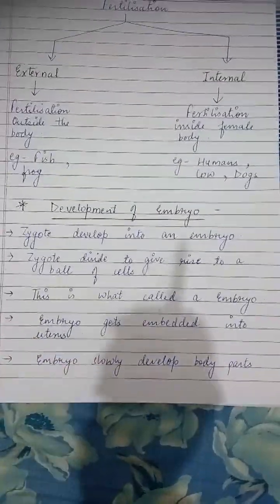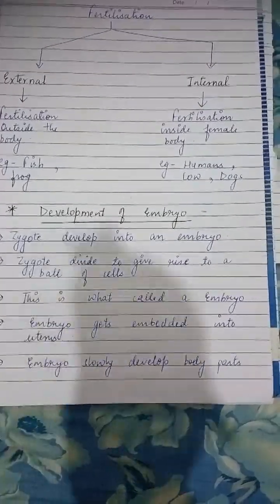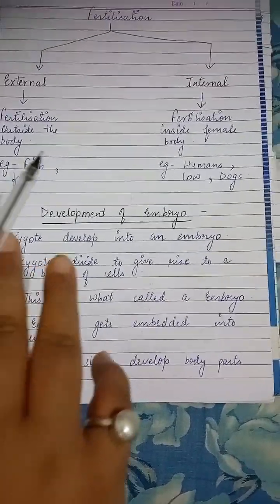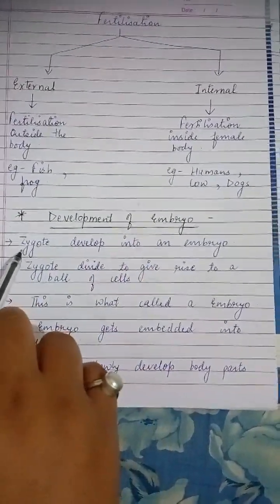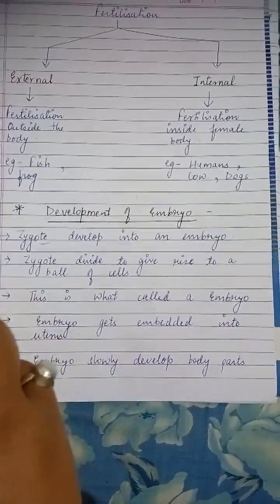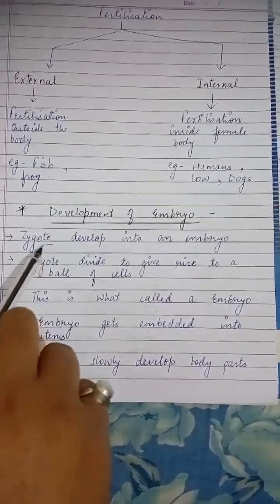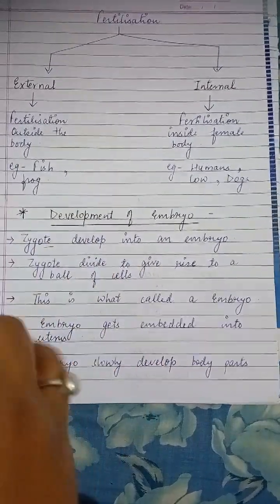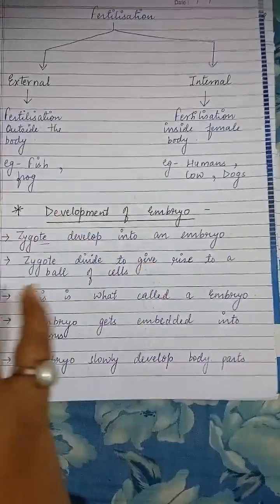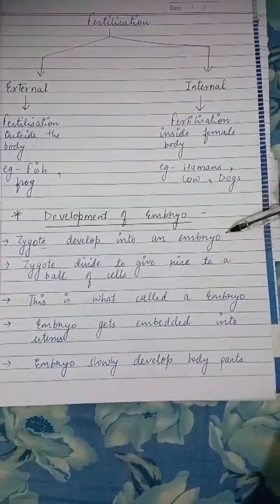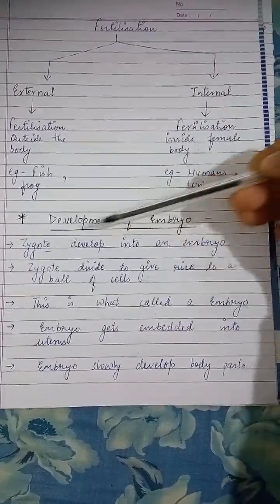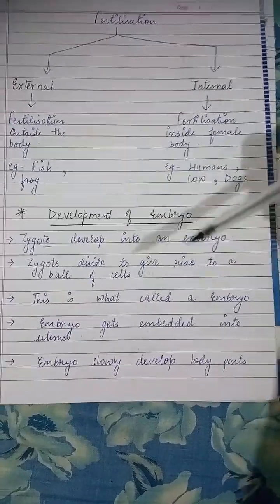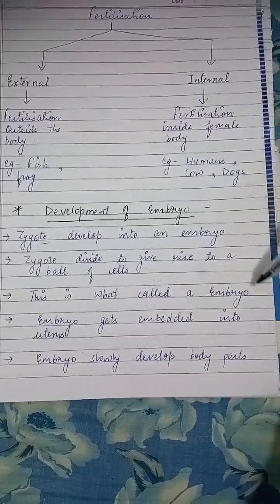Right? So, after fertilization, the next topic is development of embryo. What is this embryo? As we have discussed, after fertilization, what we get is zygote. We get zygote as a fertilized product, right? So, zygote is a single cell structure. When the zygote divides and forms a multiple cell structure, that whole structure is known as embryo. It is also written that zygote develops into an embryo. Zygote divides to give rise to a ball of cells. That is known as embryo.